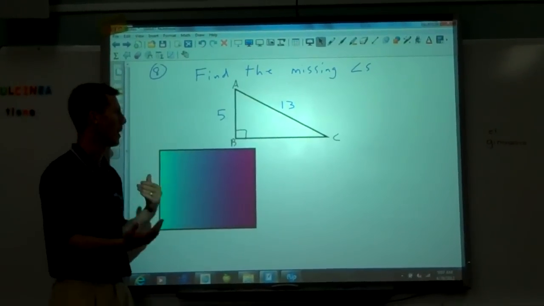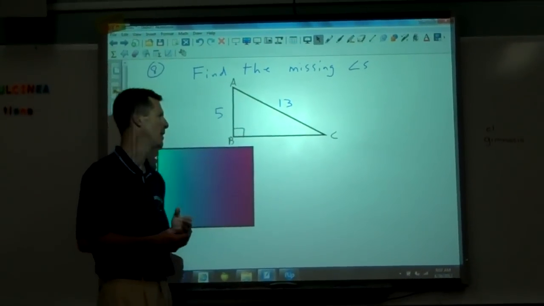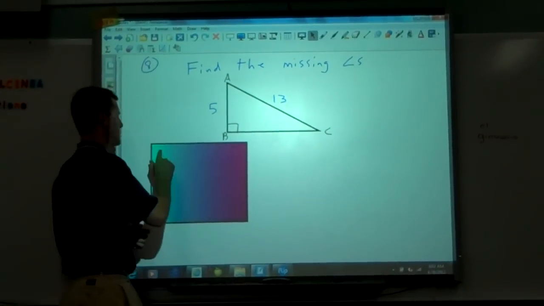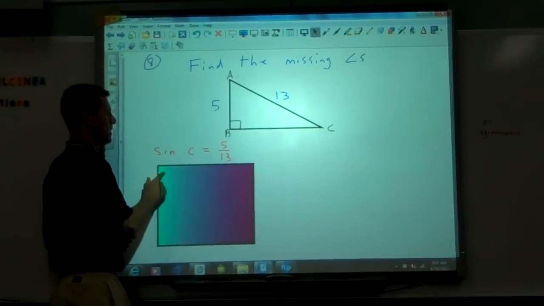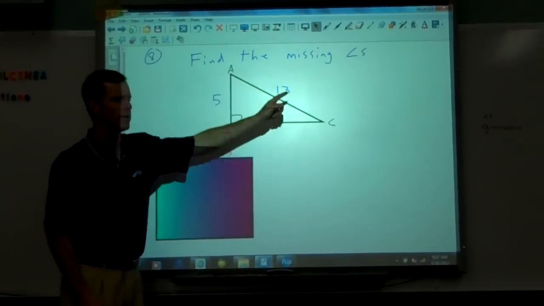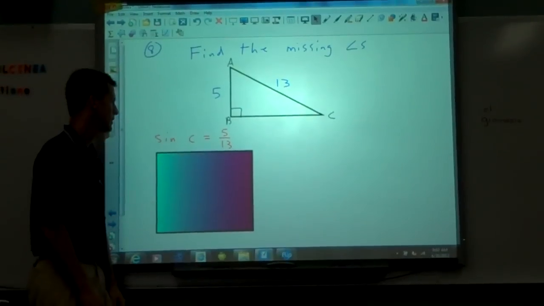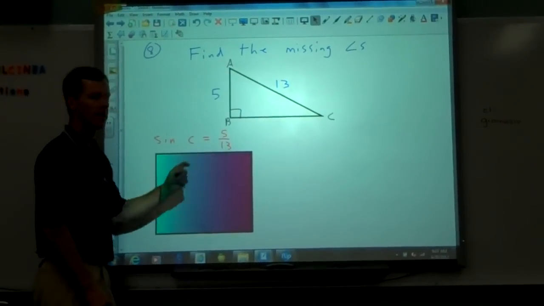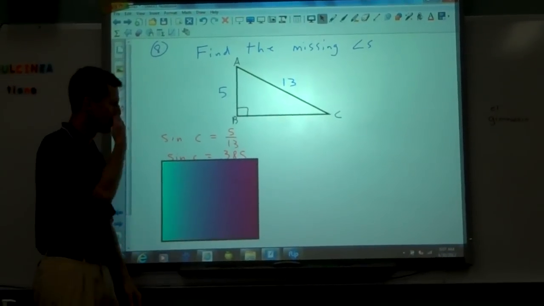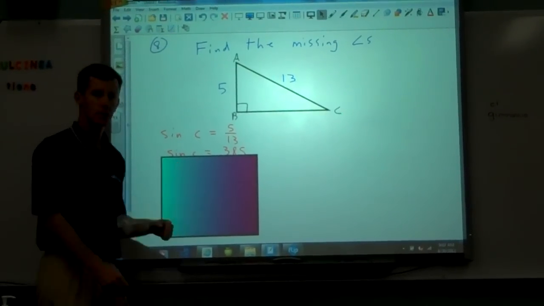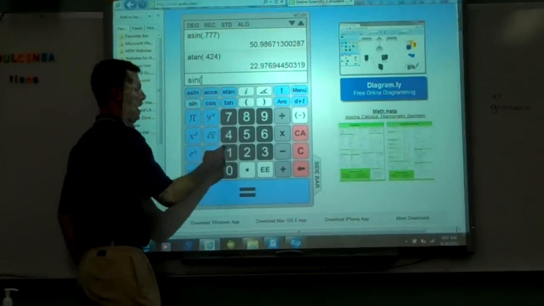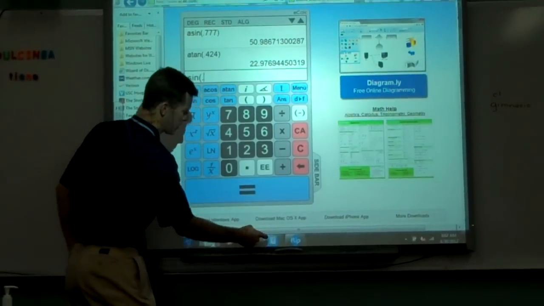Let's see which way I went about this. There's all kinds of ways you can do this. You could actually do this without even figuring out that that was a side length of 12. So I said the sine of angle C is 5 over 13. Opposite over hypotenuse. Get that number. So sine of C is equal to 0.385. Go to your chart or on the calculator.